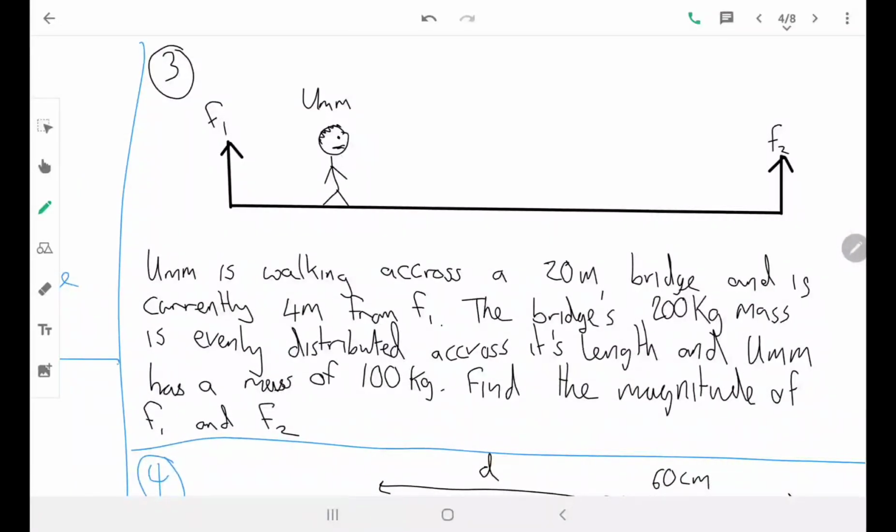Now Sam is walking across a 20-meter bridge, and is currently 4 meters from F1. The bridge's 200 kilogram mass is evenly distributed across the length, and Sam has a mass of 100 kilograms. Find the magnitude of F1 and F2.